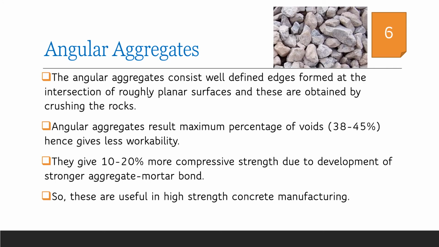Considering the angular aggregates, we can see that they have well-defined edges and they are obtained by crushing of rocks. The percentage of voids in angular aggregates is slightly higher than the previous cases. It is around 38 to 45%. And it is observed that the compressive strength of concrete mix made with angular aggregates is around 10 to 20% more than that of the same specimen made with rounded aggregates. It is mainly due to the aggregate mortar bond. So these are generally preferred for high strength concreting.